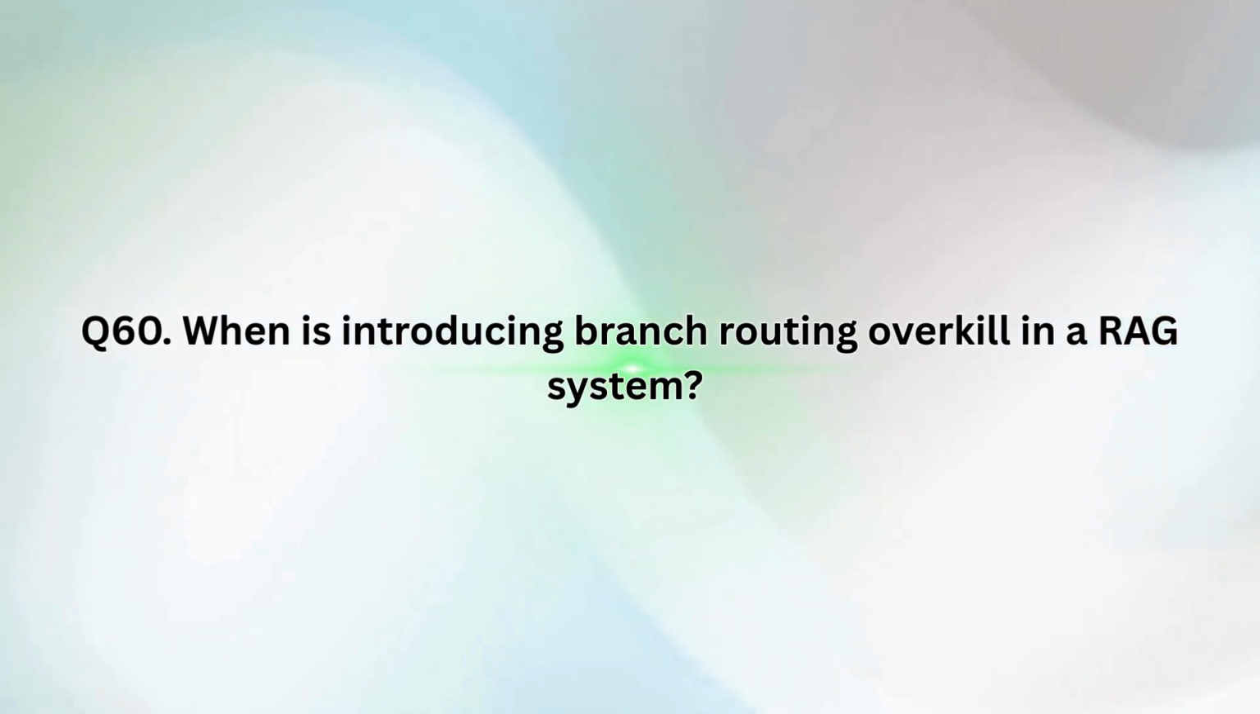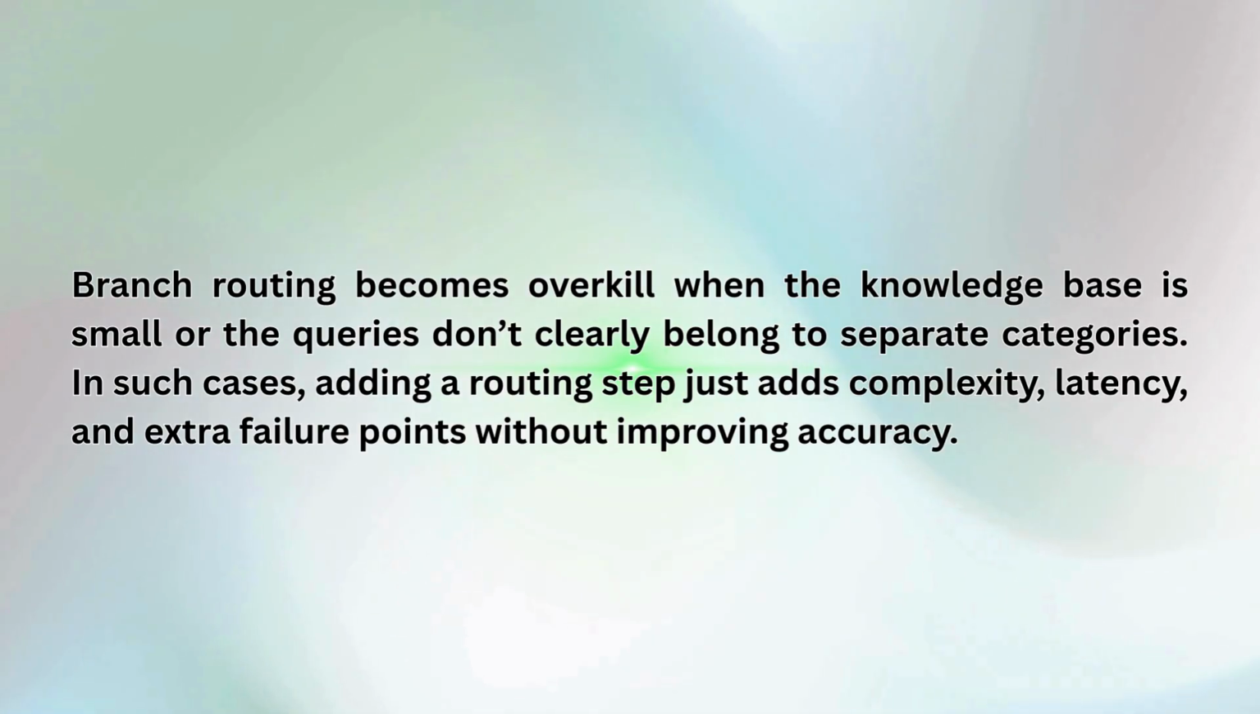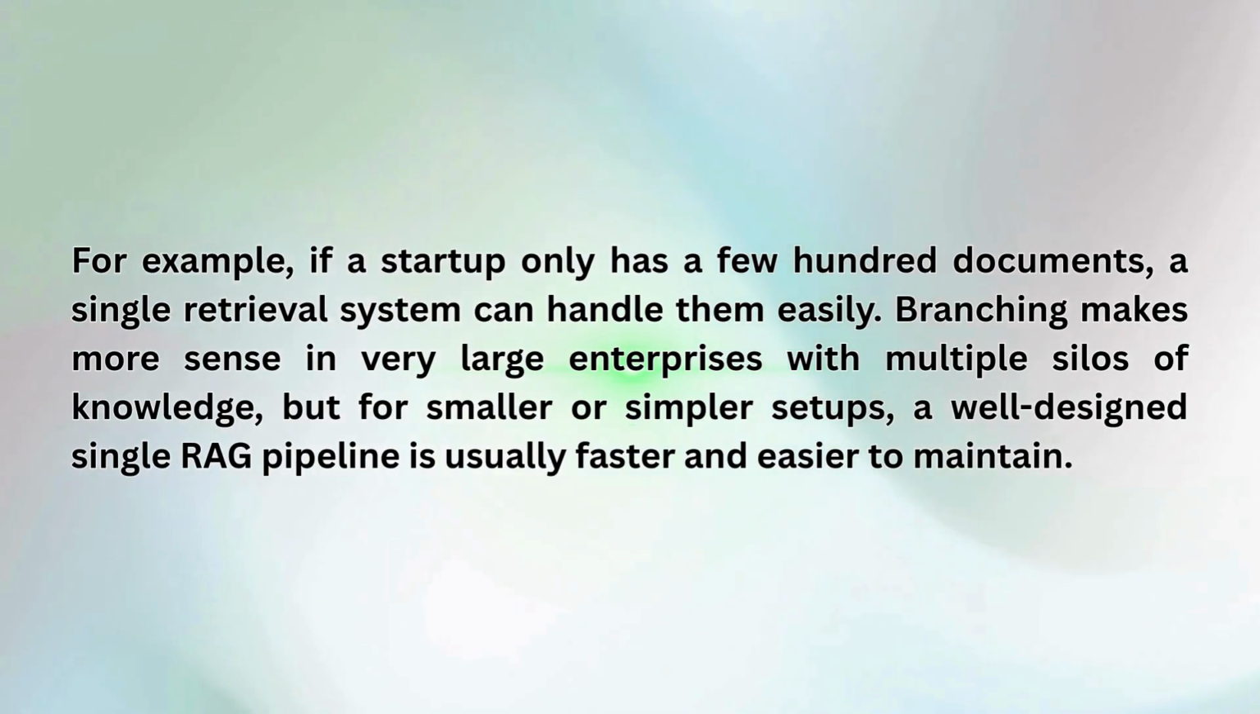When is introducing branch routing overkill in a RAG system? Branch routing becomes overkill when the knowledge base is small or the queries don't clearly belong to separate categories. In such cases, adding a routing step just adds complexity, latency, and extra failure points without improving accuracy. For example, if a startup only has a few hundred documents, a single retrieval system can handle them easily. Branching makes more sense in very large enterprises with multiple silos of knowledge, but for smaller or simpler setups, a well-designed single RAG pipeline is usually faster and easier to maintain.